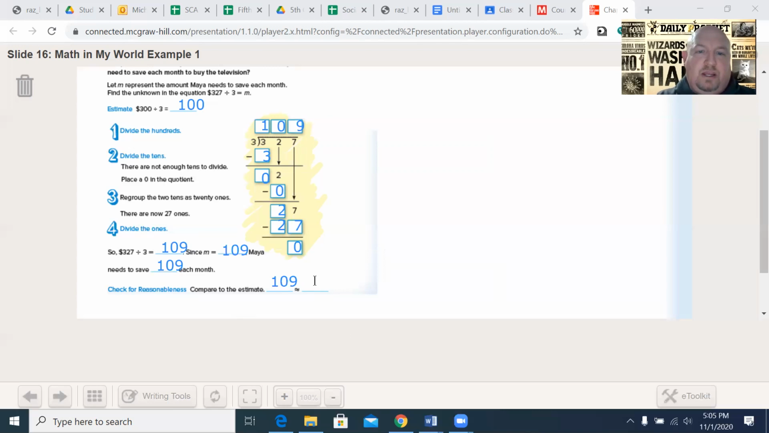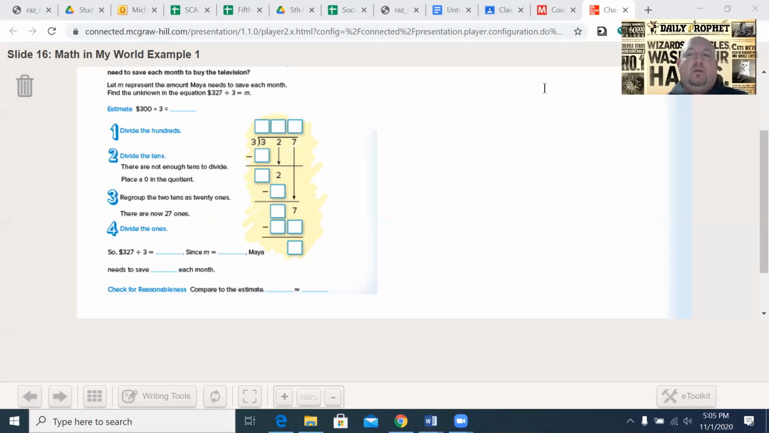How does that compare to the estimate? 109 is pretty close to 100. They make you write 109 a lot of times, but really that's just the answer. Notice I had the 0. Get comfortable with the 0. It does happen quite frequently. I could check my work. 3 times 100 is 300. 3 times 9 is 27. Put it together, 327. Make sure you've written this in. If you haven't, you should pause the video and then write it in. All right, let's move forward.